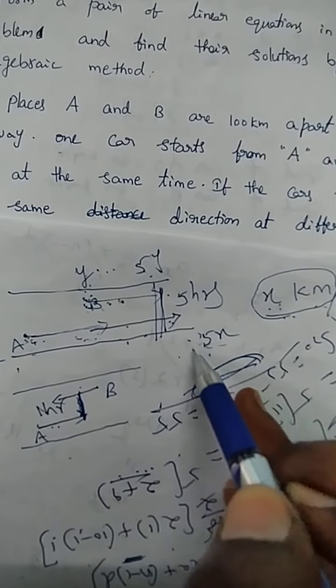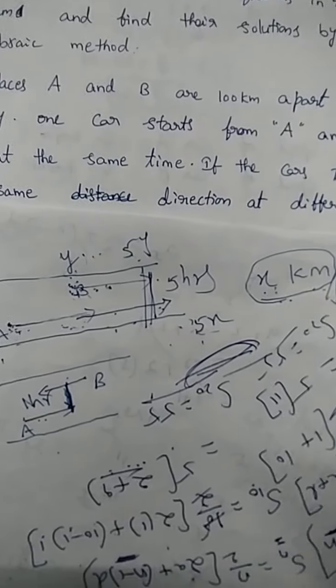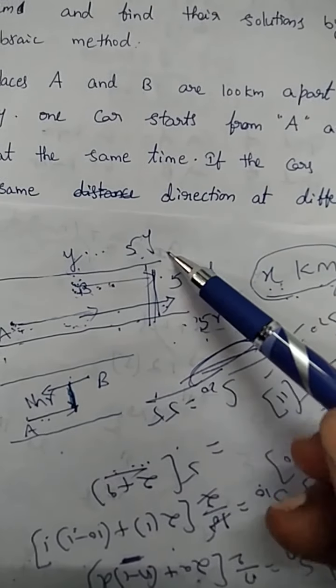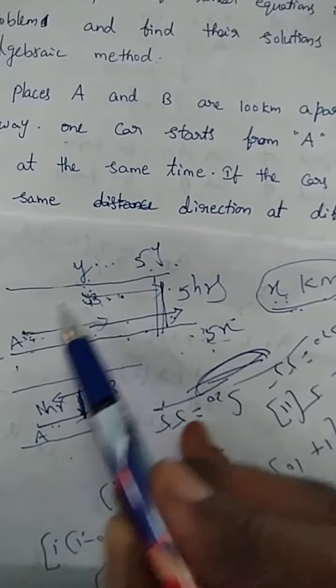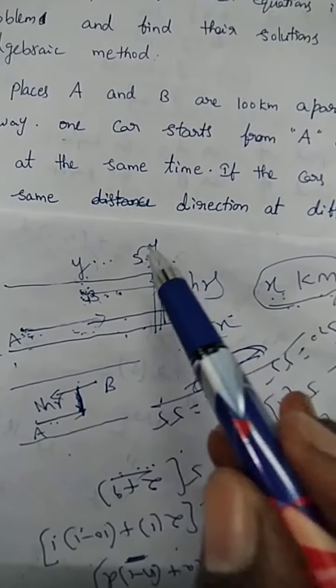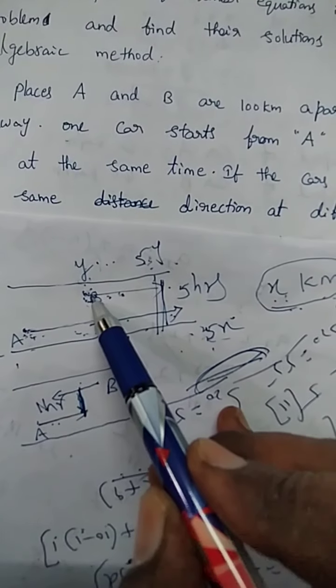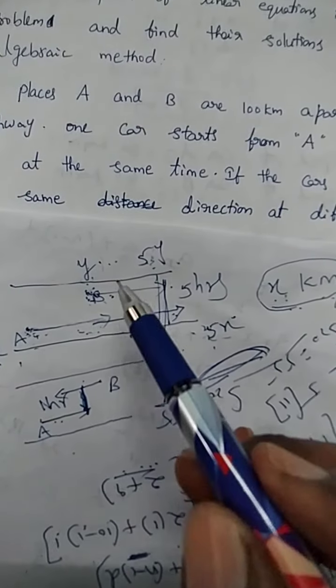So it travels 5x kilometers, and it travels 5y kilometers. The difference of their journeys is equal to 5x minus 5y. That result is equal to 100 kilometers. The distance between these two cars is 100 kilometers only, right? Then the difference between their traveling journeys is also 100 kilometers only. Okay, that is 100 kilometers only. Clear now what I said?